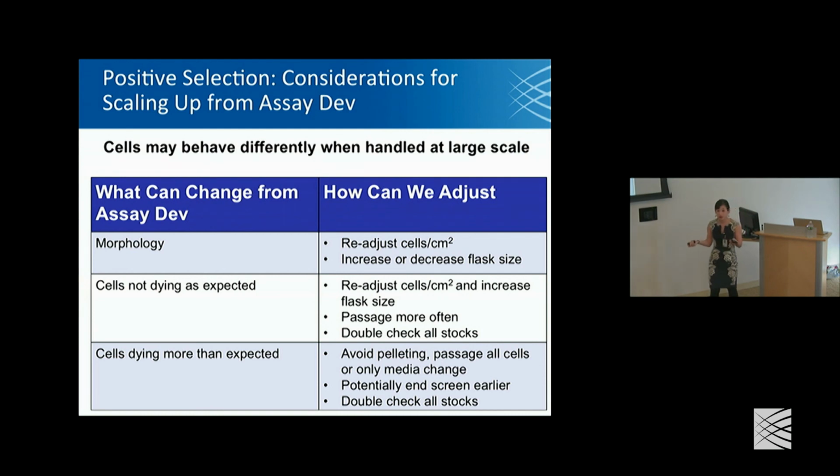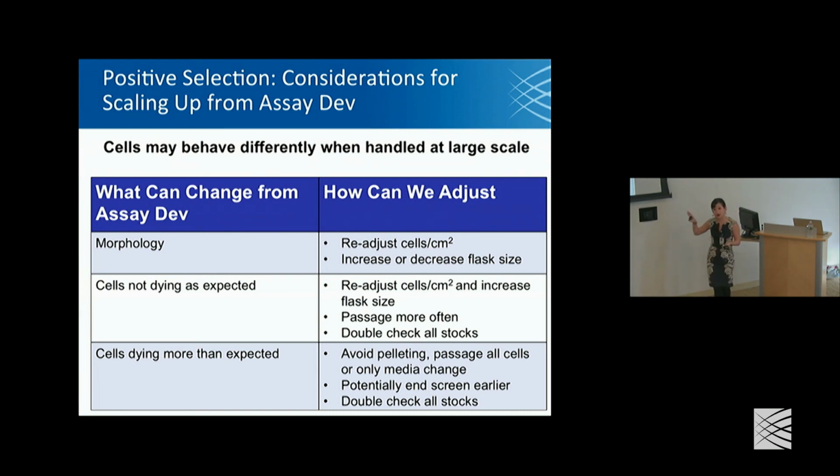Some things we have noticed beforehand, you might see a change in morphology. And when I say change in morphology, this is not the same thing as you would expect for contamination. This is when you put cells on drugs, you might see that cells become very, very large and expanded. They might become very, very skinny. This happens with drugs. The best way to deal with that is to readjust your cells per centimeter squared, and you can either increase or decrease your flask size accordingly.